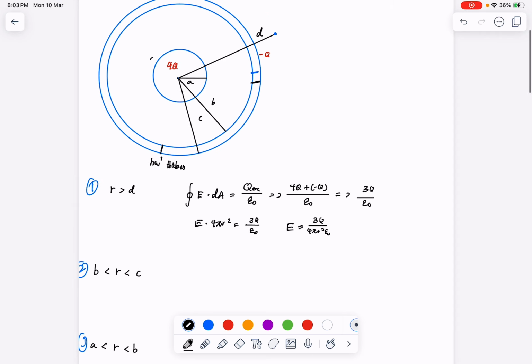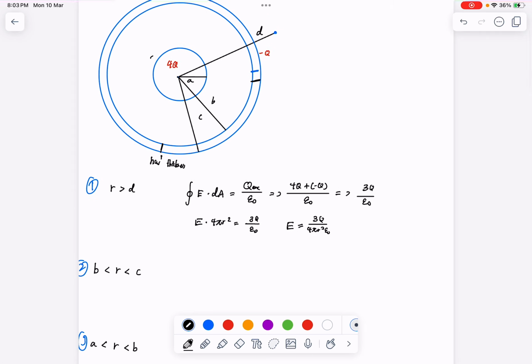Great. So, what about between B and C? Basically, this region. I said this is a conductor, and inside a conductor, because of the charge arrangement, the electric field must be 0. So the electric field is 0 at that point.